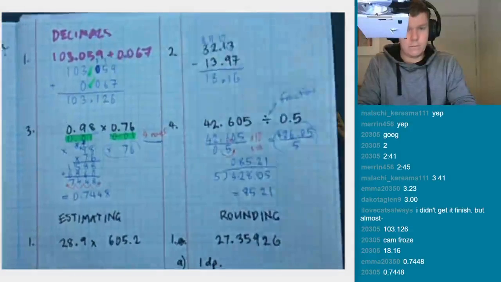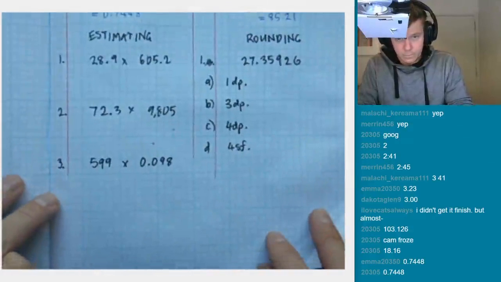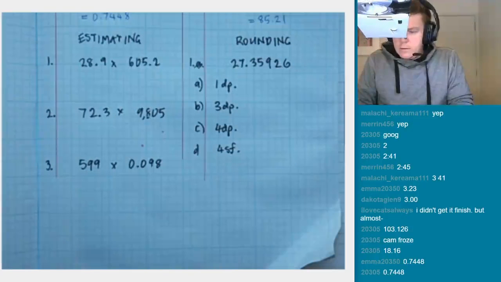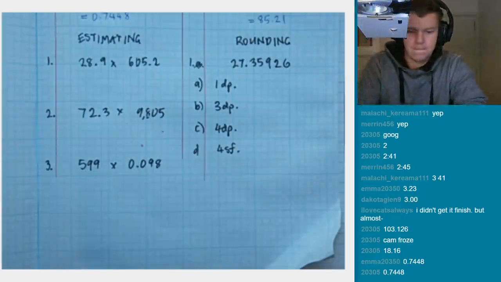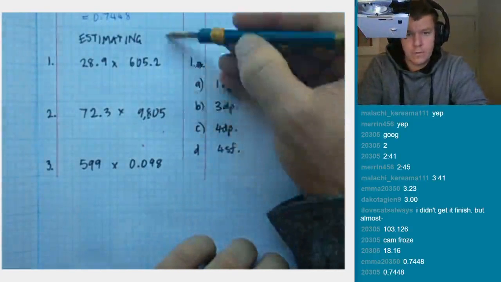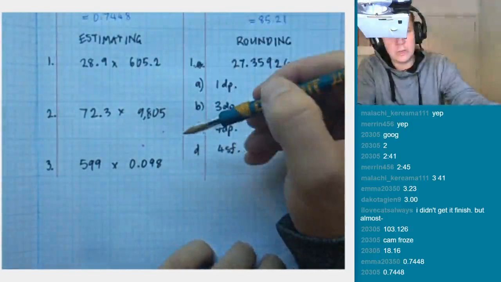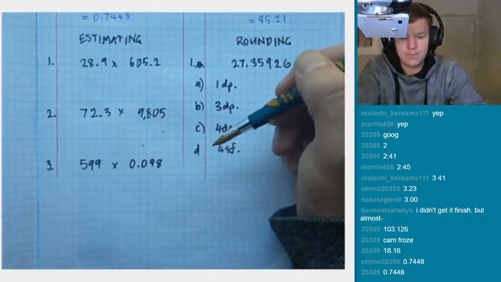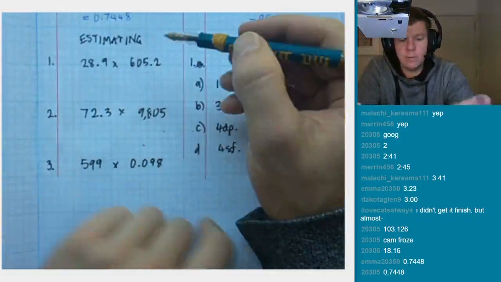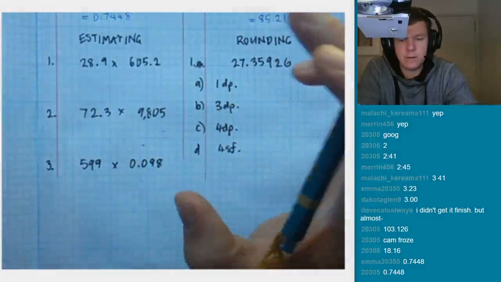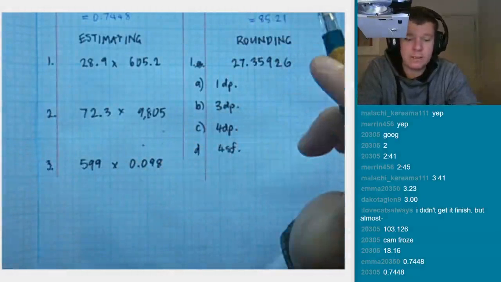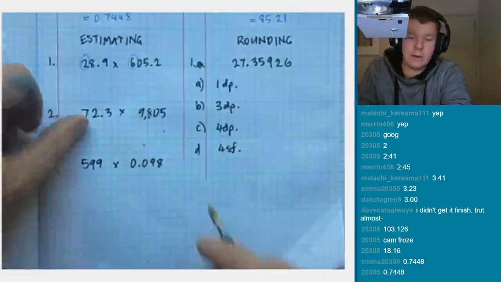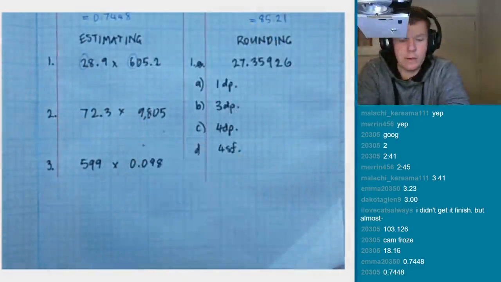Estimating. And rounding. So, we're going to go through the estimating first. We haven't done too much of this, but the idea with estimating is that you want to round it to basically what's called one significant figure. So we're basically rounding that one place up or down depending on the number before it.